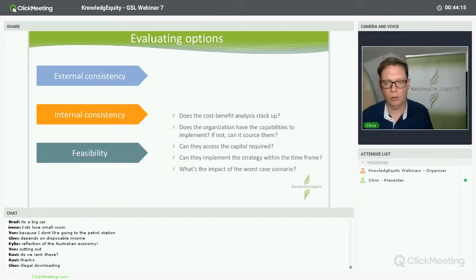Feasibility is a little bit more straightforward, but again, it's got some of the links. Feasibility, capabilities, do you have the capabilities here? Internal consistency, do you have the capabilities? They can kind of be in both. Feasibility does have a more straight line cost-benefit analysis. Does it stack up, right? Can you get the access to capital to do it?